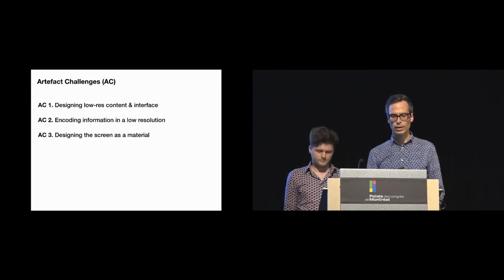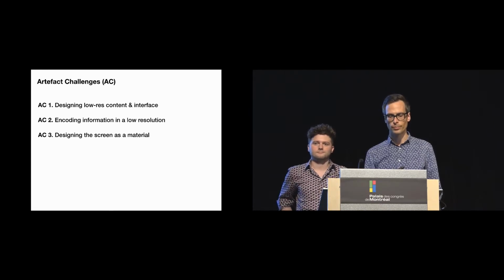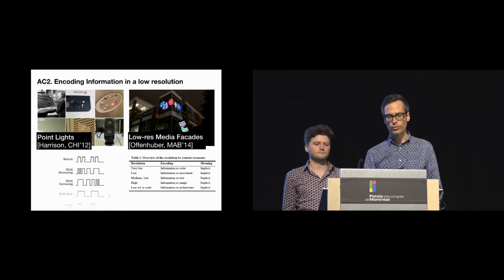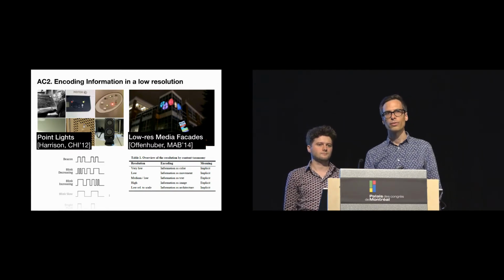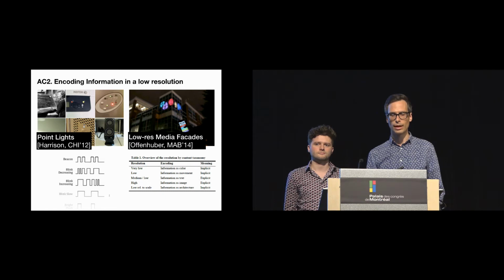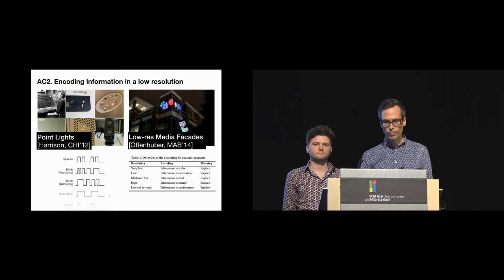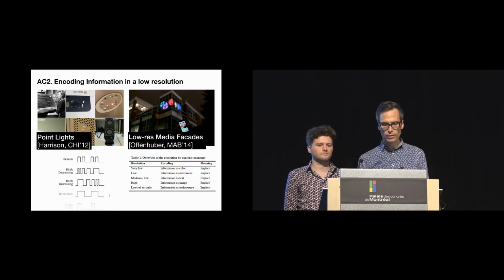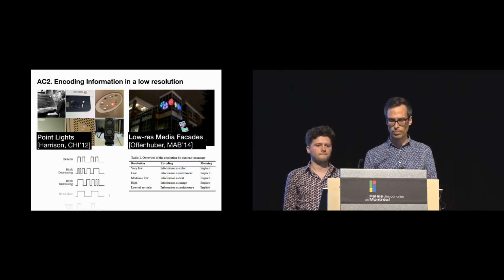The second challenge here relates to encoding information in a low resolution, which is something that we found in our own work, but has also been identified in previous work, such as, for example, in point lights, which was presented at CHI in 2012, and in the context of low-resolution media facades in a paper presented at a Media Architecture Biennale in 2014, where the authors are suggesting to use, for example, flashing lights and flashing light patterns to encode information, or, as in the case of media facades, to use color, movement, text, images, and even the architecture itself to encode information and communicate information to people.